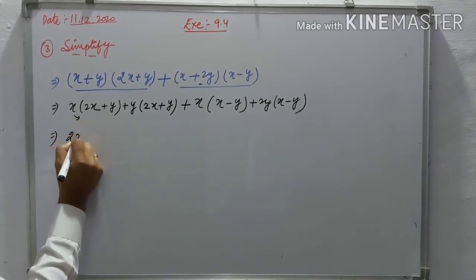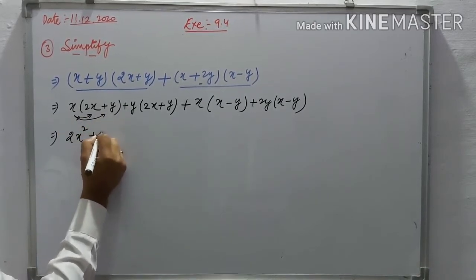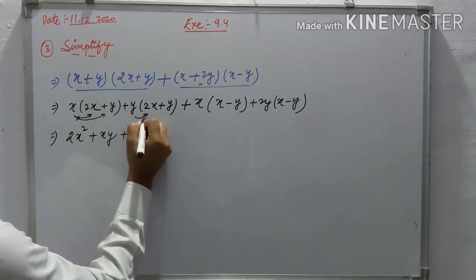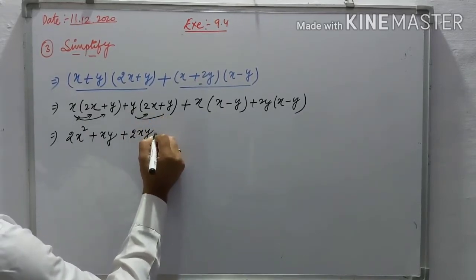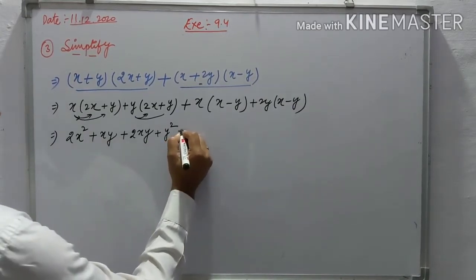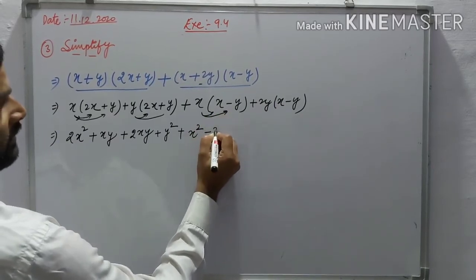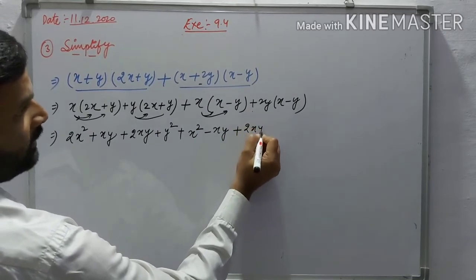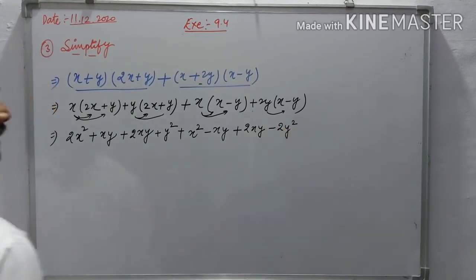Now here is 2x square, next we multiply x plus xy, plus we multiply y is 2xy, next y multiply plus y square, plus x square, minus xy, plus 2xy, and next will be minus 2y square.